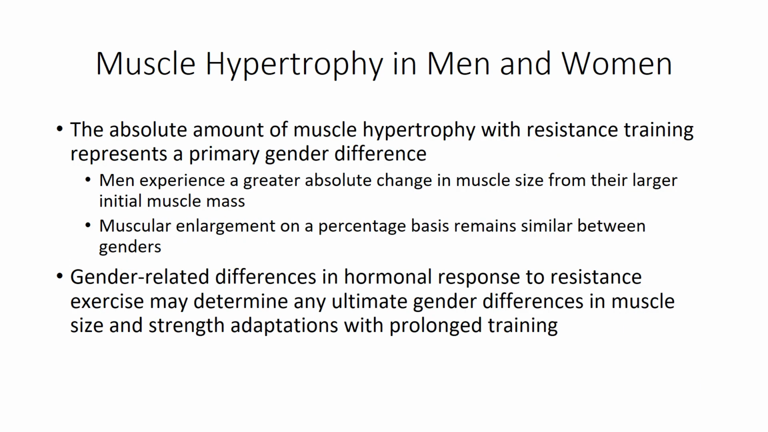When we look at muscle growth between men and women, the absolute amount of muscle hypertrophy with resistance training represents a primary gender difference. So there's going to be some differences when you look at the absolute amount. Men experience a greater absolute change in muscle size just because of their larger initial muscle mass. But when we look at a percentage basis, this is going to remain pretty similar between genders. But some of the gender-related differences in hormonal response to resistance exercise may determine any ultimate gender differences in muscle size and strength adaptations with prolonged training.